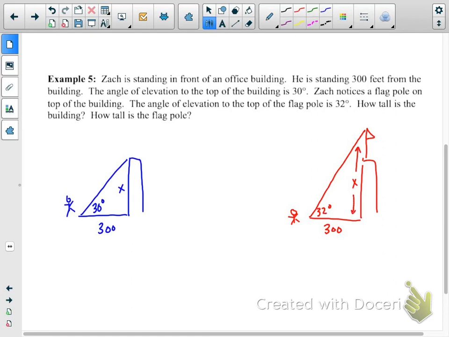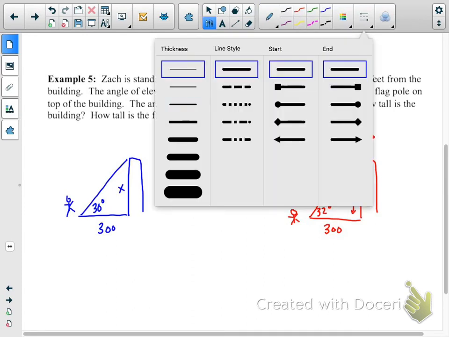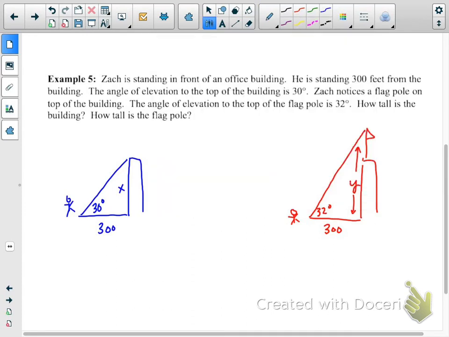But if I solve for x here, and actually let's call this one y over here instead of x. And if I solve for y over here, I can subtract those two distances and I'll be left with the flagpole height. Okay, so over here now, that's opposite and adjacent again. That's tangent. Told you that's going to be used quite often. So 300 tangent of 30 is x. X is approximately 173.